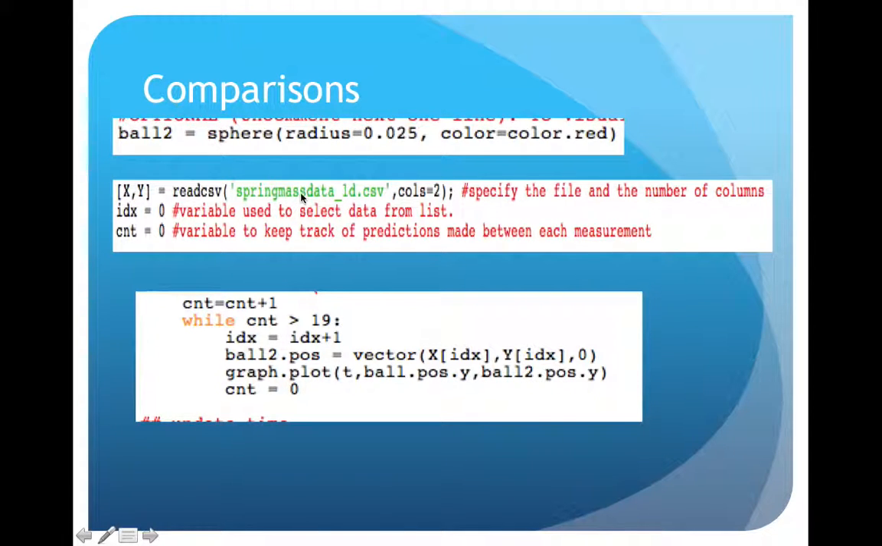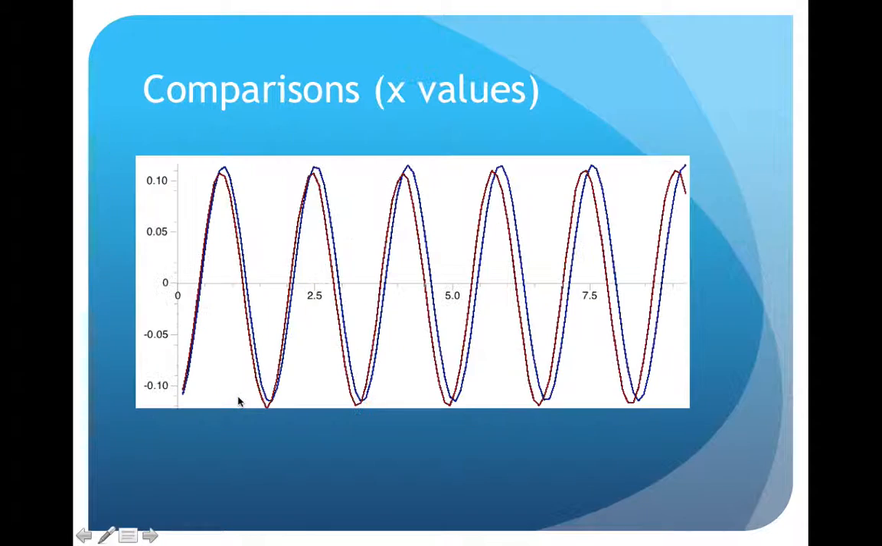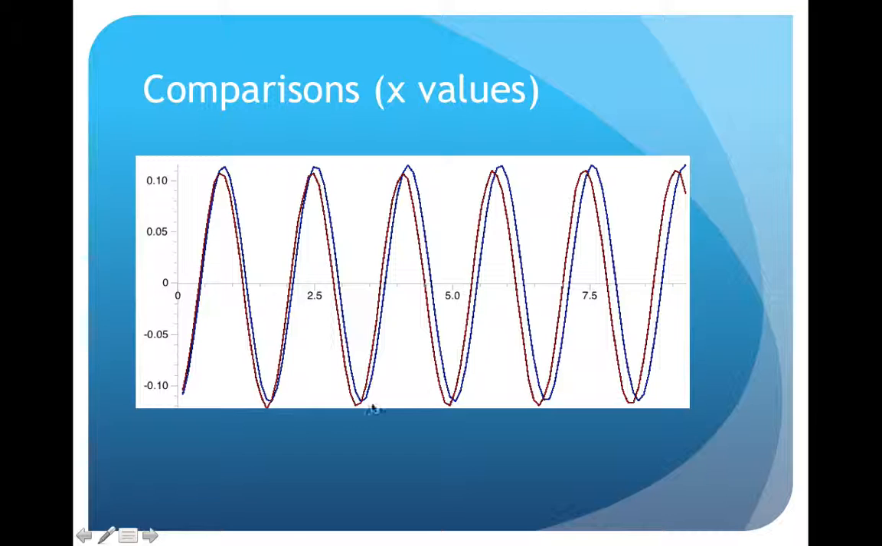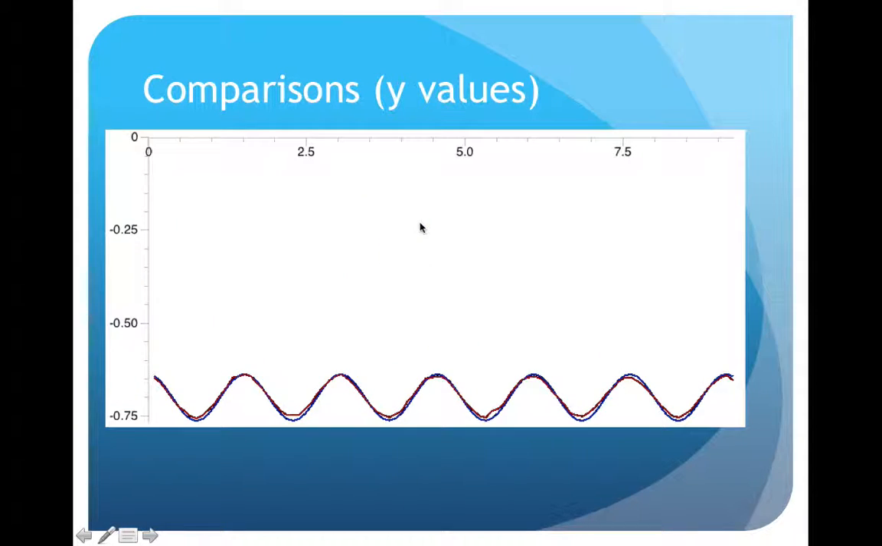In order to compare this to the video, we import the CSV file, create a new ball, and create a new loop that will calculate the position for each time step. And then when we compare it to both, this is what you get for the x values, and this is what you get for the y values. In both the x and the y, the computer model seems to either overpredict a little bit in the X case or underpredict a little bit in the Y case.